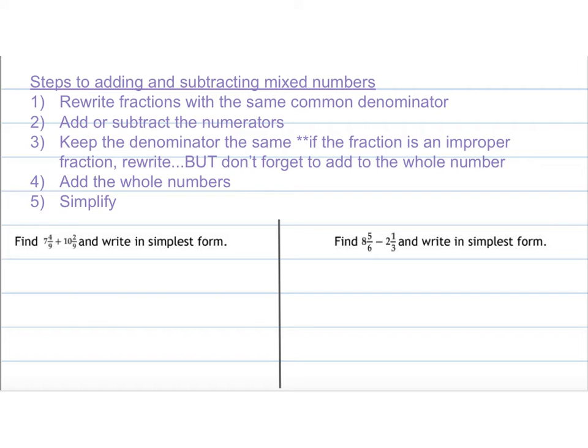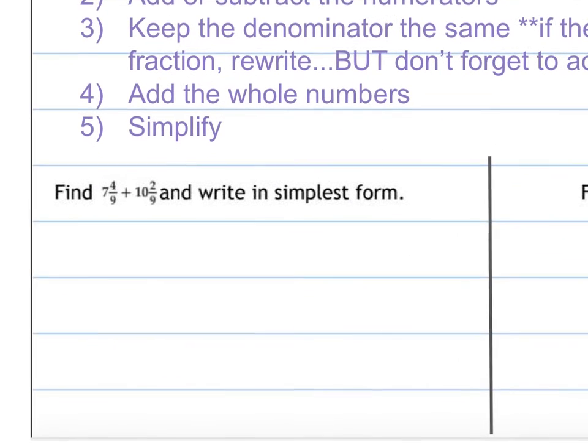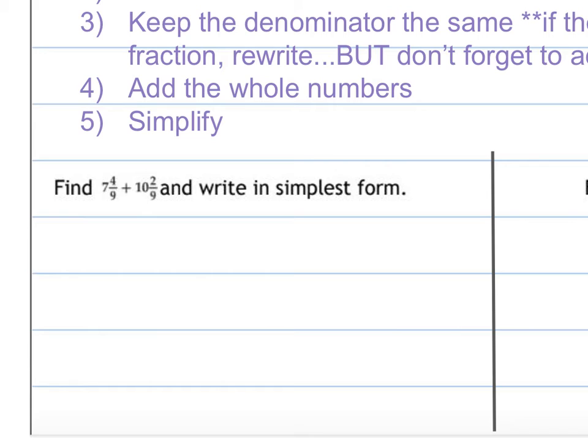If you end up with a fraction that becomes improper, so the top number is bigger than the bottom number, you need to rewrite it, turn it into a mixed number, and then add it back onto the whole number. Add the whole numbers together and simplify. So we're going to do those here with some adding and subtracting. So the first one, find 7 and 4/9 plus 10 and 2/9, and then write in simplest form.